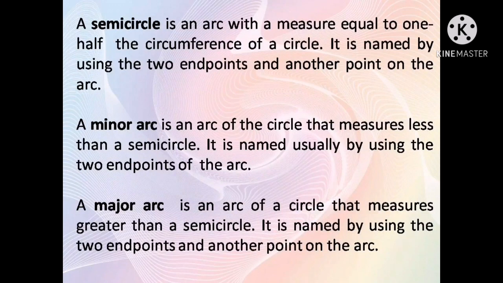A semicircle is an arc with a measure equal to 1/2 of the circumference of the circle. It is named by using the 2 endpoints and another point on the arc. A minor arc is an arc of the circle that measures less than a semicircle. It is named usually by using the 2 endpoints of the arc. A major arc is an arc of a circle that measures greater than a semicircle. It is named by using the 2 endpoints and another point on the arc.